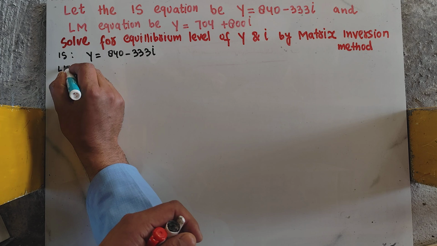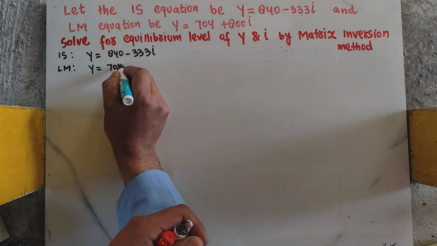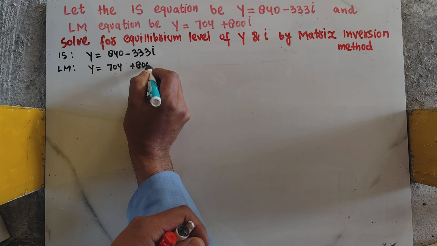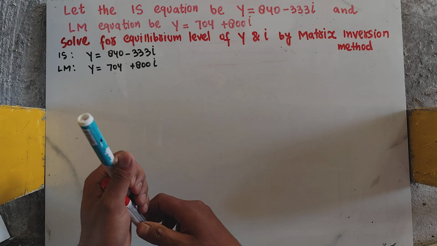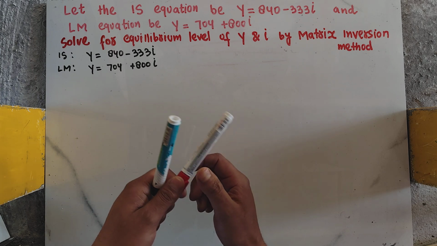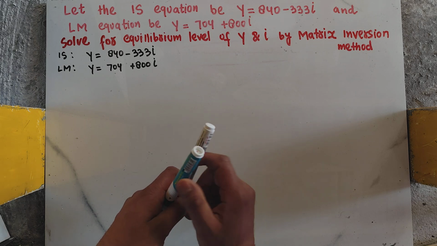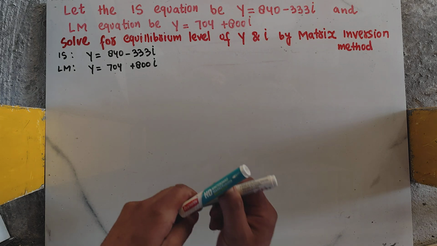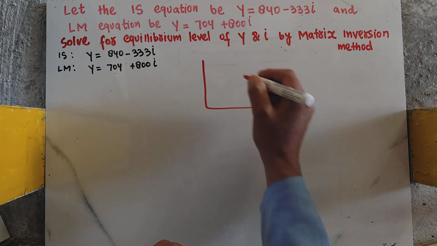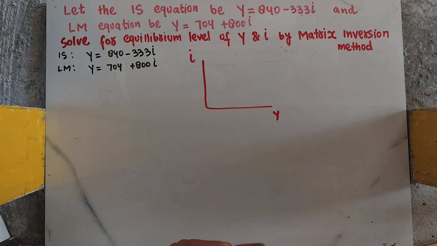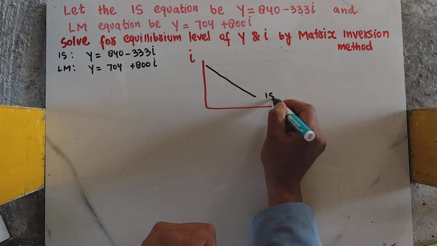Likewise, we have the LM equation, which is given as y is equal to 704 plus 800i. The LM equation shows us the money market equilibrium. It also shows us the different combinations of rate of interest and level of income where the money market is in equilibrium. So if I draw the IS equation, with the level of income on the horizontal axis and rate of interest on the vertical axis, this equation is downward sloping. This is our IS equation.